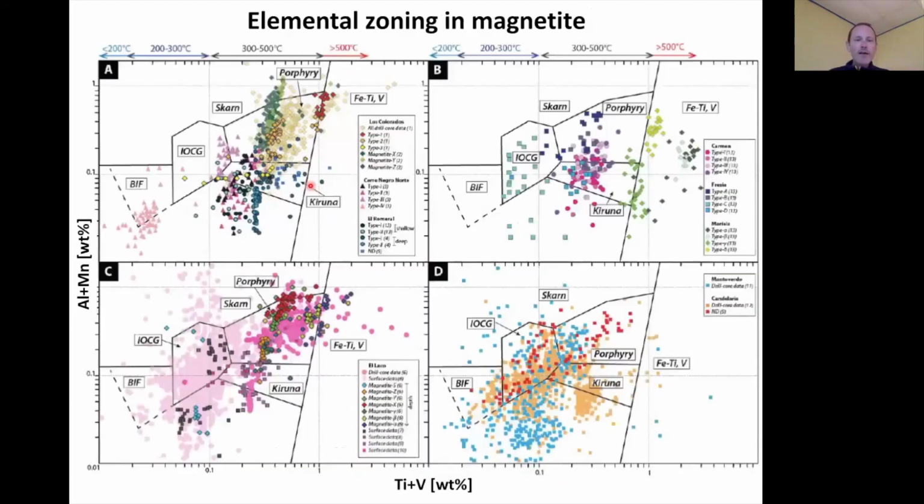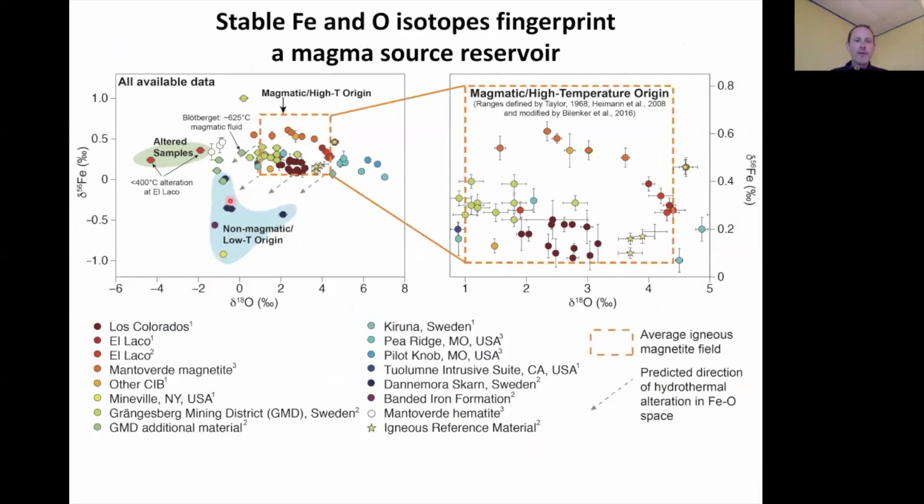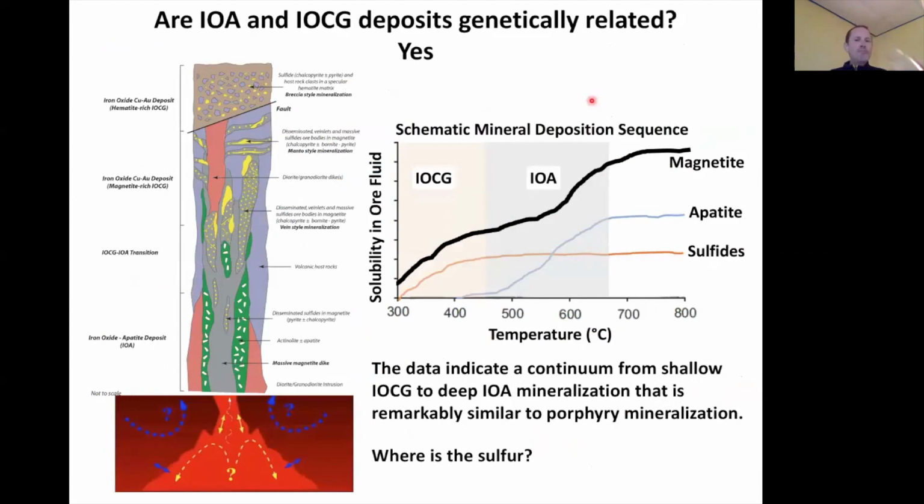So then finally, again, I'd love to give a second talk on IOCGs. We see this now when we look at the data. These are lots of magnetite data from ore bodies all over Chile. We see the same cooling trends when we look at the trace element chemistry. Every one of these ore systems seems to behave similarly. We see the same thing with all of the stable isotopes. Here's iron versus oxygen. All of the systems we've looked at, they all plot within the magmatic high temperature field. And we've put this together in a way to explain the relationship between iron oxide apatite deposits and IOCGs, but I'll save that for a separate talk.